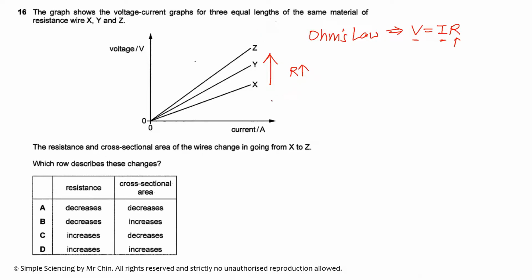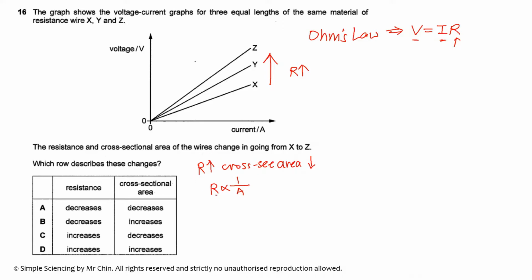Bring this information down to compare with the cross-sectional area. You must know that when resistance increases, cross-sectional area will decrease. Why is this so? Because the cross-sectional area of a wire allows the flow of electrons from point A to B. If you have a greater cross-sectional area, more electrons will be able to flow through easily. Vice versa, a smaller cross-sectional area means electrons have to squeeze their way through. So resistance is inversely proportional to cross-sectional area.